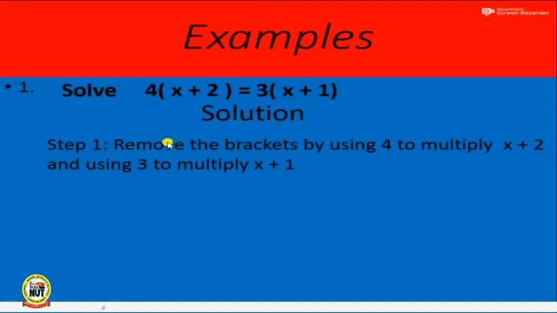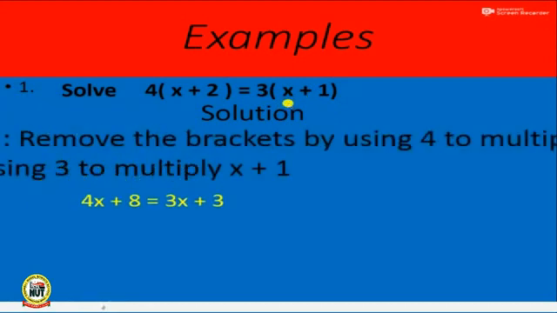Now step 1 is to remove the brackets by using 4 to multiply x plus 2 and using 3 to multiply x plus 1. In the question here, we have two brackets and each bracket has a multiplier outside. The first bracket has 4 as a multiplier, so we open it by multiplying the items inside the bracket by 4, and the second bracket we open by multiplying the items inside by 3.